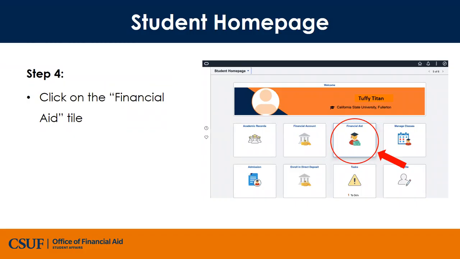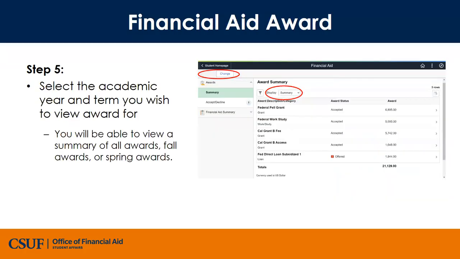Once you have navigated your way to your student homepage, click on the financial aid tile as highlighted on your screen. This button will allow you to select your financial aid award letter. After clicking on the financial aid tile, you will be able to select the academic year and term you wish to view. Here, you will be able to view a summary of your entire financial aid award letter for the academic year or a condensed view for fall or spring financial aid awards.